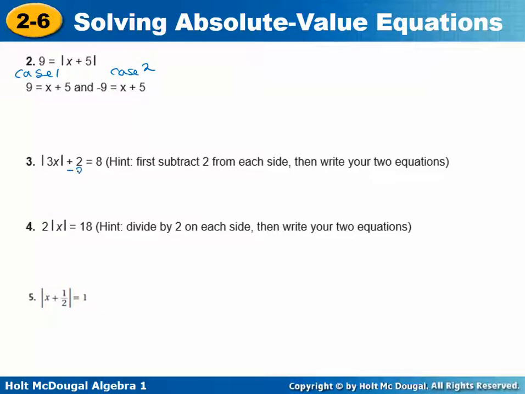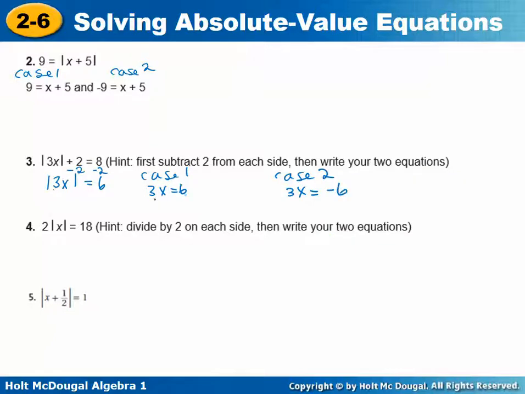So let's subtract the 2 that's outside the absolute value signs from both sides. That leaves us with the absolute value of 3x equals 6. Now we need to write our two cases. Our case 1 is just drop the absolute value signs and write 3x equals 6. Our case 2 is you drop the absolute value signs and you put a negative on what it's equal to.